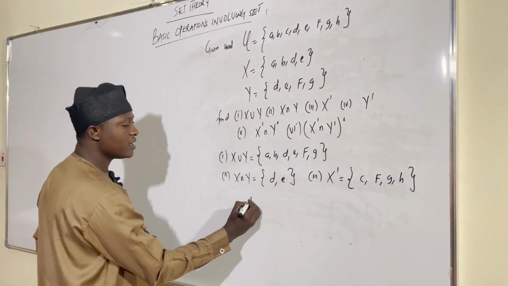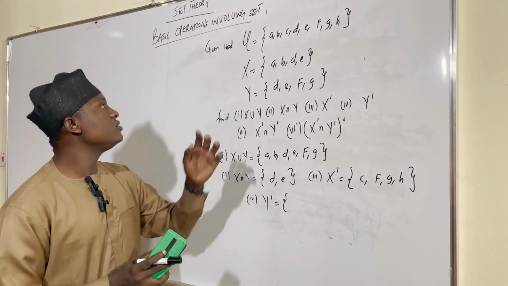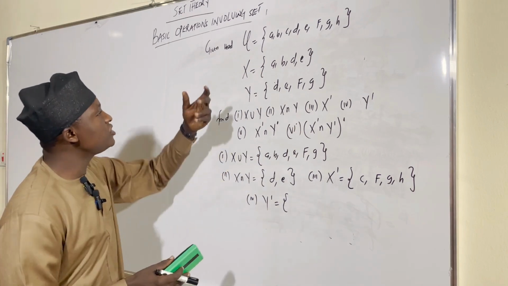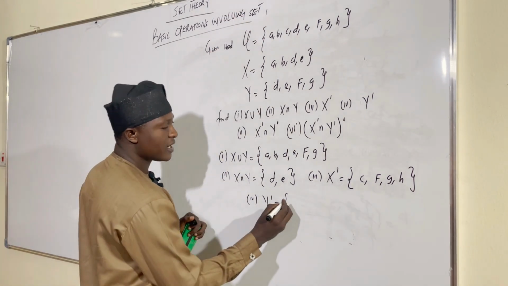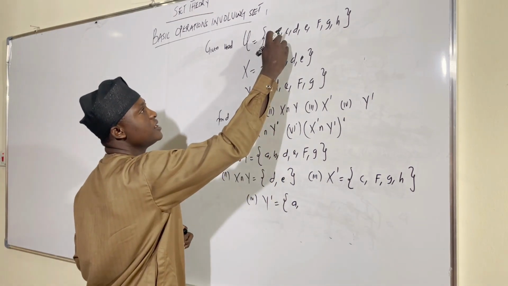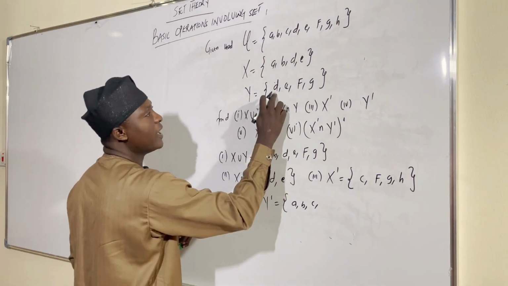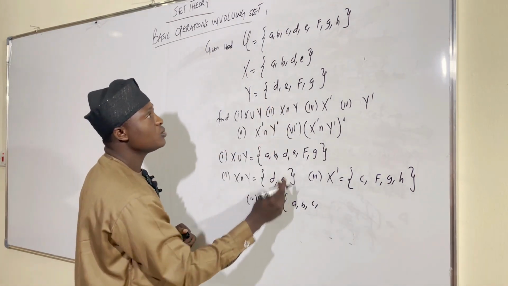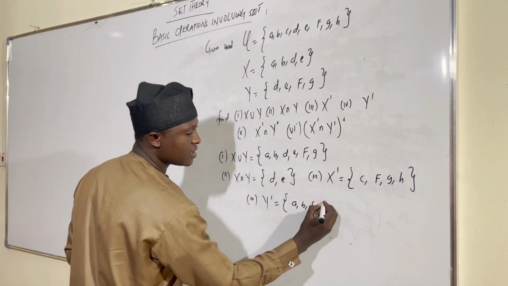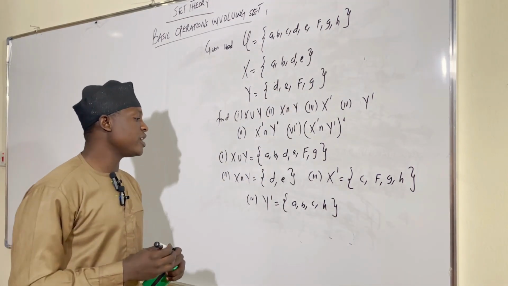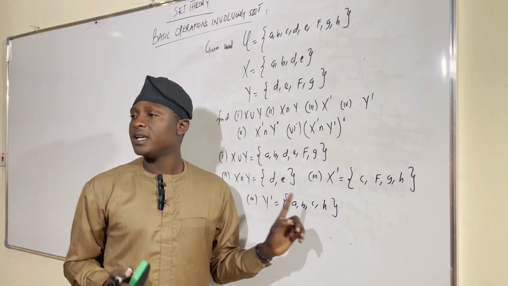Now, if you look at Y complement, that is the elements that we have inside the universal set, but not in Y. So if you check, there is A in the universal set, but not A in Y. So that means I can pick out A. We have B here, there is no B here. We have C here, there is no C. We have D, yes, there is D in Y, right? So we have D, we have E, we have F, there is G, and there is no H. So that means the value of our Y complement is going to be A, B, C, and H.